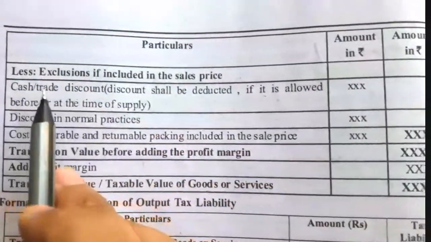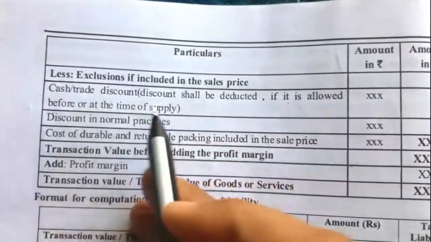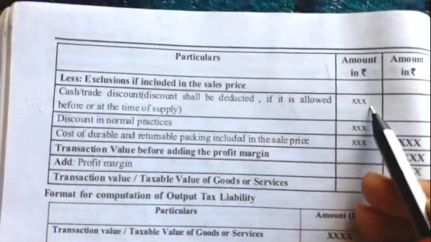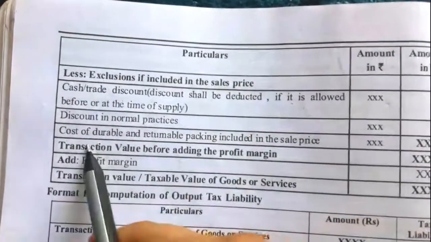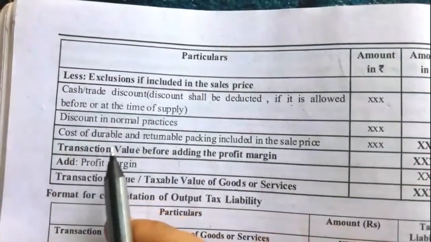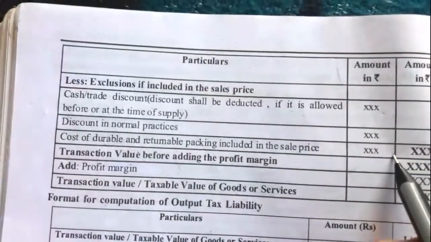So there are mainly three items. The first one is cash or trade discount. So if in the question they have given cash or trade discount, then we have to deduct that value, cash or trade discount. Then the cost of durable or returnable packing included in the selling price. If there is any cost of durable or returnable packing, then that value we have to exclude.